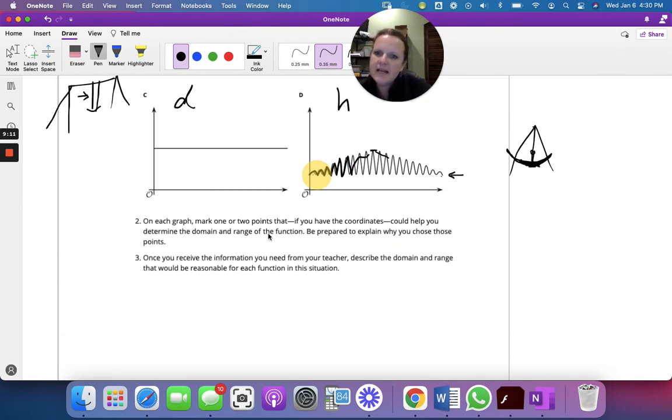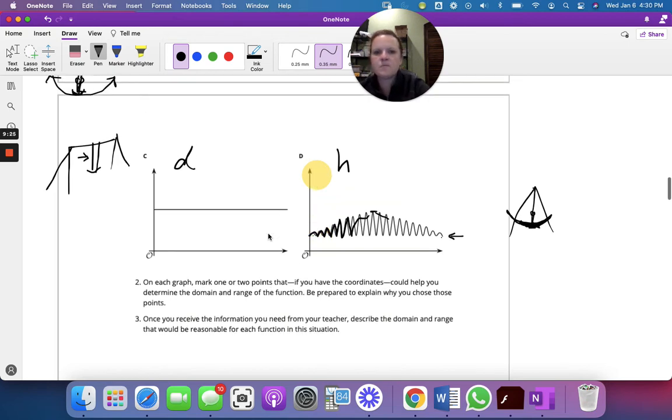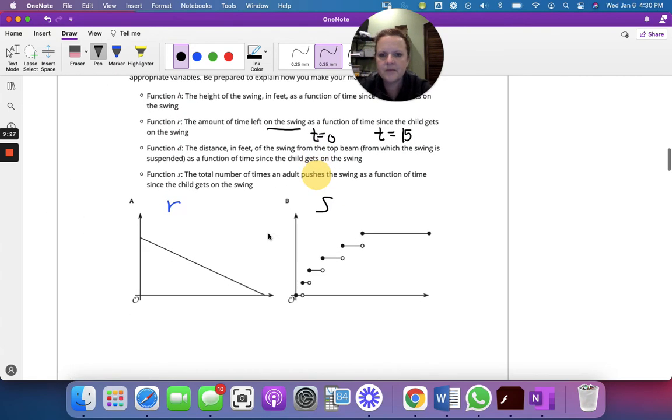It wants us to do something else now. On each graph, mark 1 or 2 points that, if you have the coordinates, could help you determine the domain and range of the function. Be prepared to explain why you chose those points. So here we're looking at domain and range. Remember, the domain is our input. For all of these, the x-axis is our domain, the y-axis is our range.